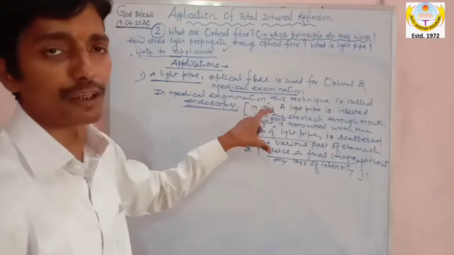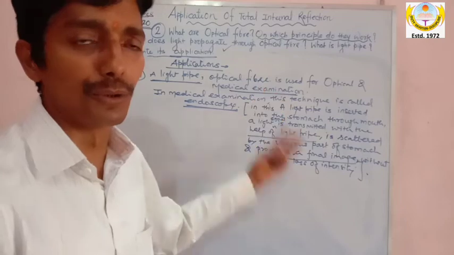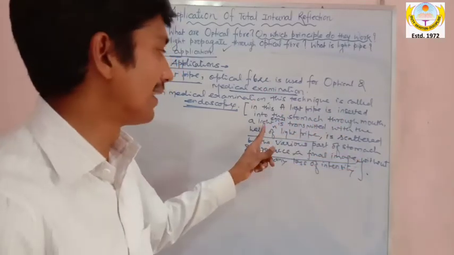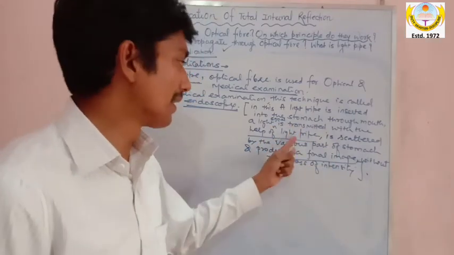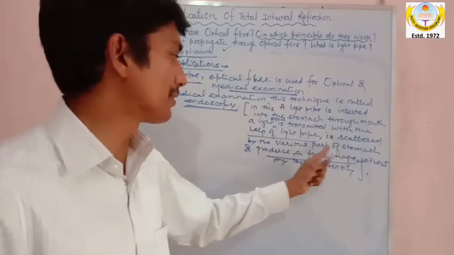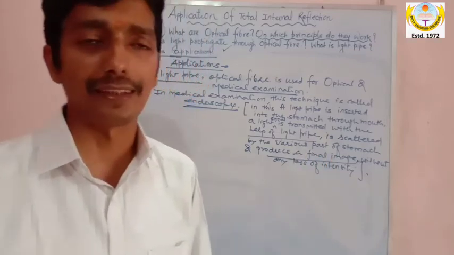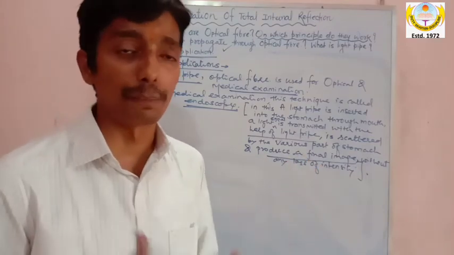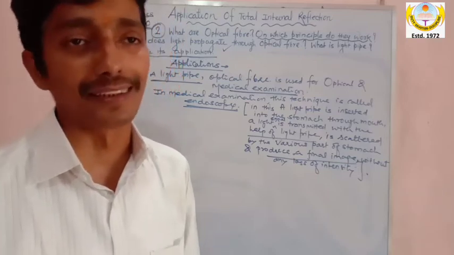This is the process of endoscopy, my dear. So this is what you are supposed to know, that a light pipe is inserted into the stomach through the mouth, and then a light signal is transmitted with the help of the light pipe. Am I clear? And that light signal is scattered by the various parts of the stomach and produces a final image without any loss of intensity. And that final image which will be obtained will definitely tell what kind of disease the person is suffering from.